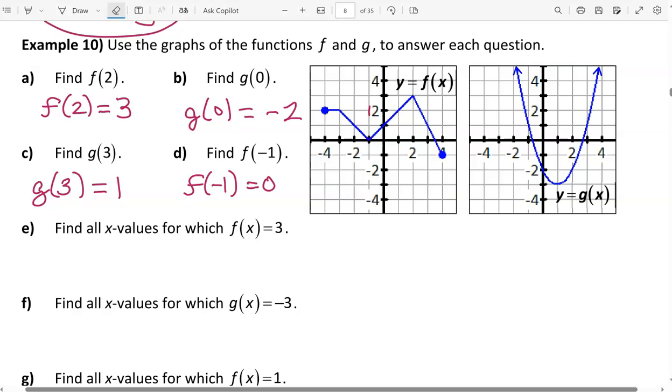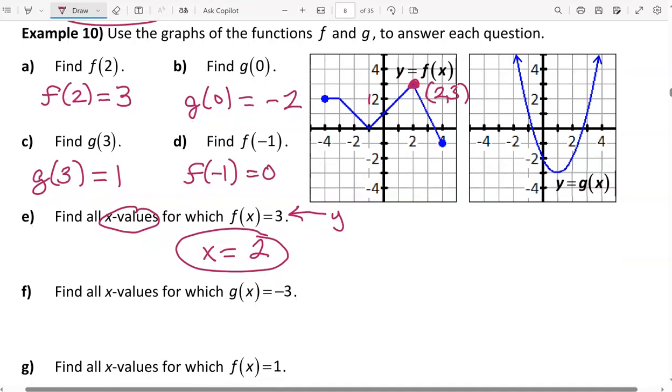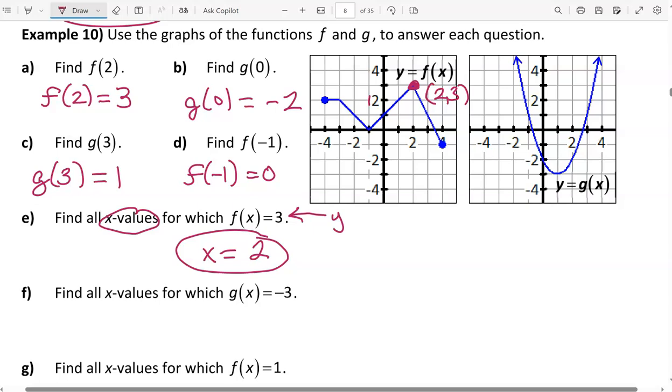Now, in the next example, find all x values for which f of x is equal to 3. We're doing the opposite. Now we have what's on the other side of the equal sign, which is the 3. That's a y value, and we're looking for the x values. So we're looking to find f of what is equal to 3. Here's a point on f of x that has a y value of 3, the point (2, 3). So the answer to this is that x is equal to 2. Next, we are looking for the x values for which g of x is equal to -3. So that means we're looking for where y is equal to -3. And there's a point (1, -3) on the graph, so it looks like x is equal to 1.